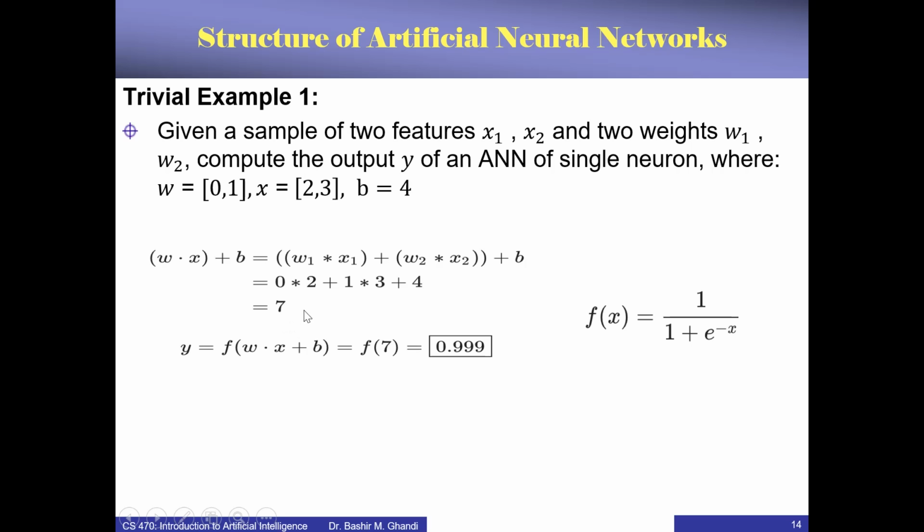7. So this is your summation, and the next step therefore is to apply the activation function, which in this case is the sigmoid function. So sigmoid of your summation here is simply going to be f of 7, and the f of 7 is 0.999.